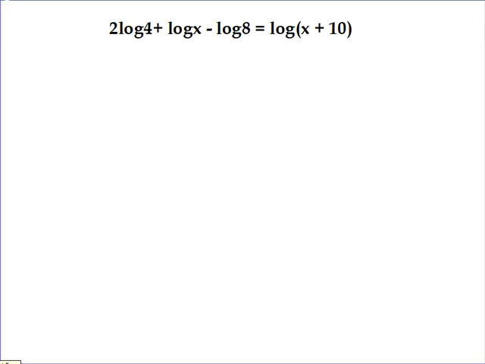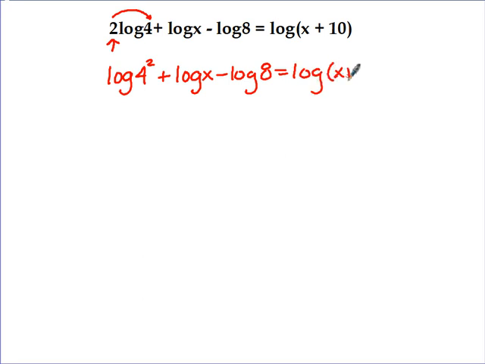So the first thing I see is I have a number here out front. Well, I can't combine any logarithms until I get rid of that. So we're going to bring it over and make it an exponent. So that'll become log of 4 squared plus log of x minus log of 8 equals log of x plus 10. Okay, so that's going to be log of 16.